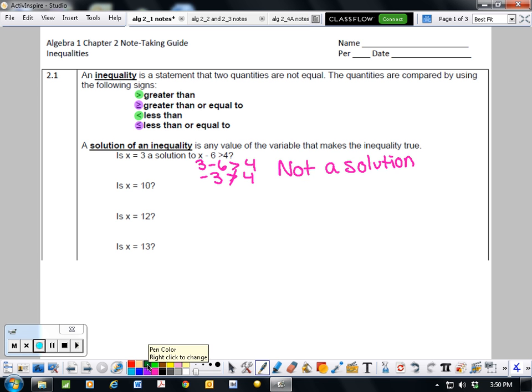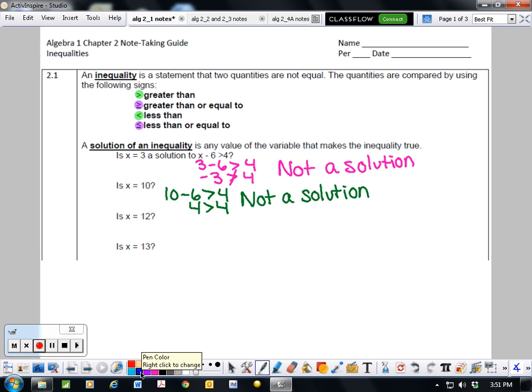So on my next one, is x equals 10 a solution? So I plug in: is 10 minus 6 greater than 4? Well, then I have to ask myself, is 4 greater than 4? And no, it's not. 4 is equal to 4, but it's not greater than 4. So because this is a greater than only symbol, this is not a solution. Then I move on to the next one, 12. So I plug in, 12 minus 6, is that greater than 4? Well, is 6 greater than 4? Yes, it is. So it's a solution.